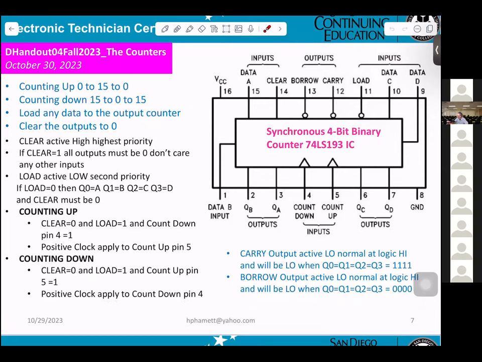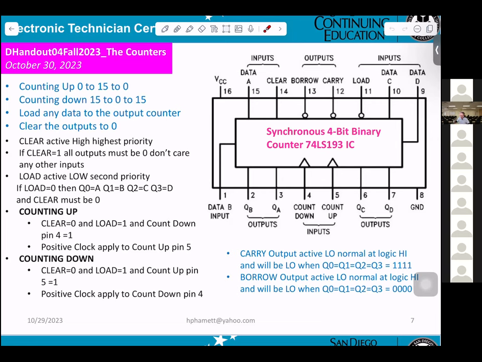Synchronous forward binary counter, for example, 74LS193 IC. From now on, the lab will be asking for understanding in order to test. We cannot use the PSPICE. Why? The reason is the PSPICE we're using for students doesn't have enough ICs in the library. So you cannot run a simulation to collect the data. Only thing is you have to understand.